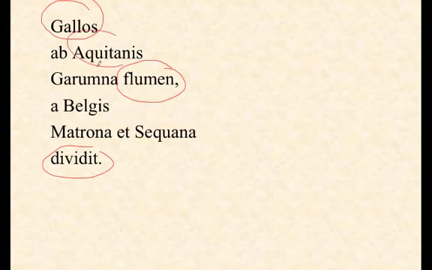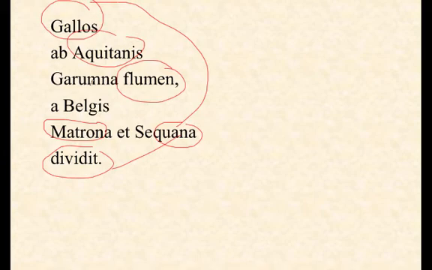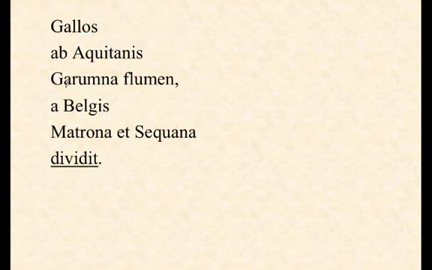Here, just to give you an idea of what's going to happen, Garumna is the name of a flumen, that is a river. And this river is going to divide. What it's going to divide, it's going to divide these guys from these guys. But then, rather than say all this stuff over again, Caesar's going to throw in the fact that this river and this river divide, understood again, them from them. Can you believe Caesar's going to do this? Let's take a look at how it works out.